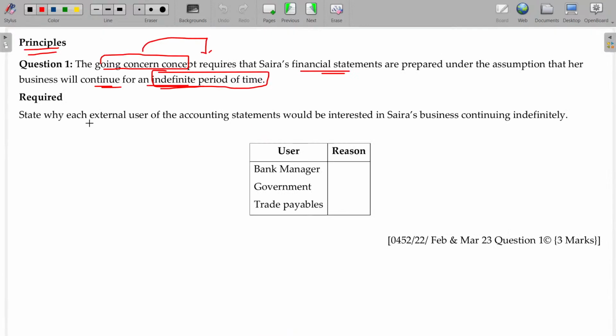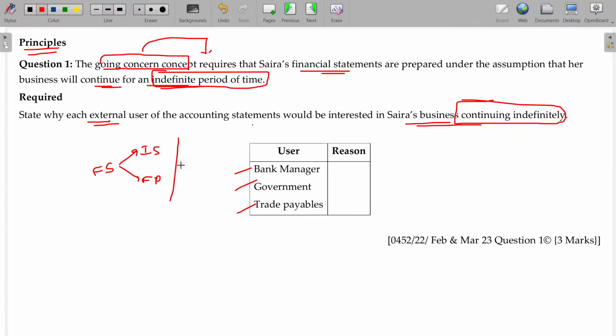Now, state why each external user of accounting statements would be interested in Saira's business continuing indefinitely. So, who are the users? Bank manager, government, trade payables. Saira prepares financial statements, meaning the income statement as well as the financial position statement. These statements are used by the bank manager, government, trade payables. Not only that, sometimes even employees.